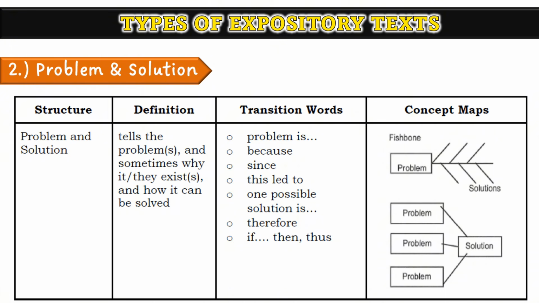Next is problem and solution. It tells the problem or problems and sometimes why it or they exist and how it can be solved. Transition words used. For the problem: because, since, this led to. For the solution: one possible solution is, therefore, if, then, thus. And here are the concept maps used to present ideas and details in a problem and solution paragraph.